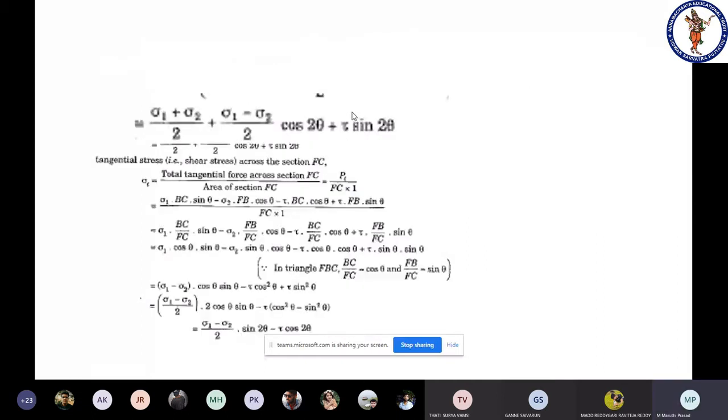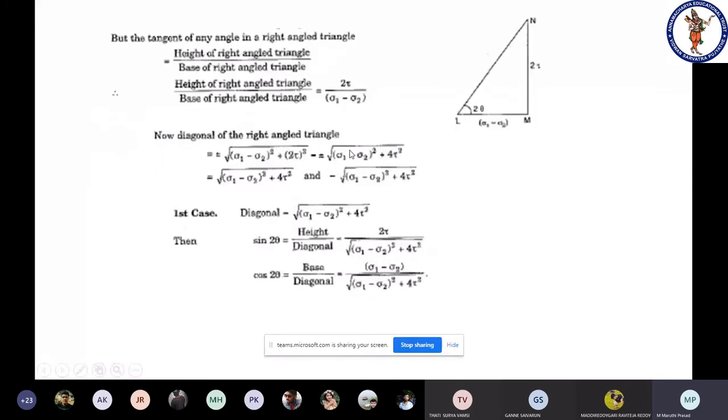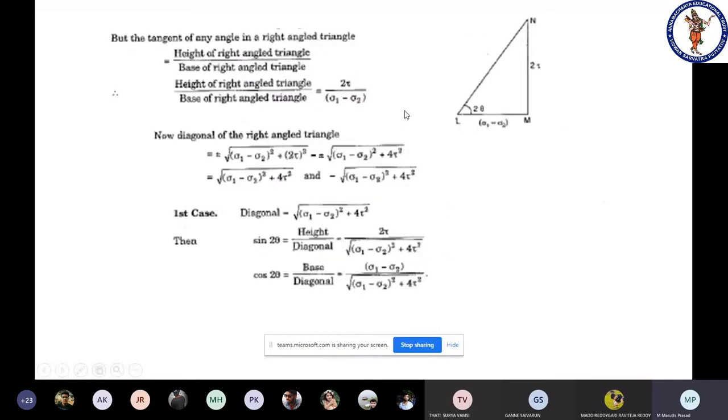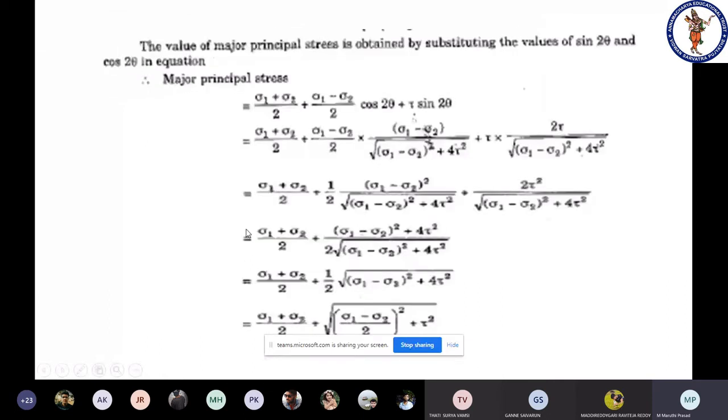This is the stress major principal: sigma 1 plus sigma 2 by 2 plus sigma 1 minus sigma 2 by 2 cos 2 theta plus tau sin 2 theta. In that particular equation, we are substituting the values of cos 2 theta and sin 2 theta. Now you just substitute those values. Here we got the value of sin and cos 2 theta. Simply substitute in this particular equation.